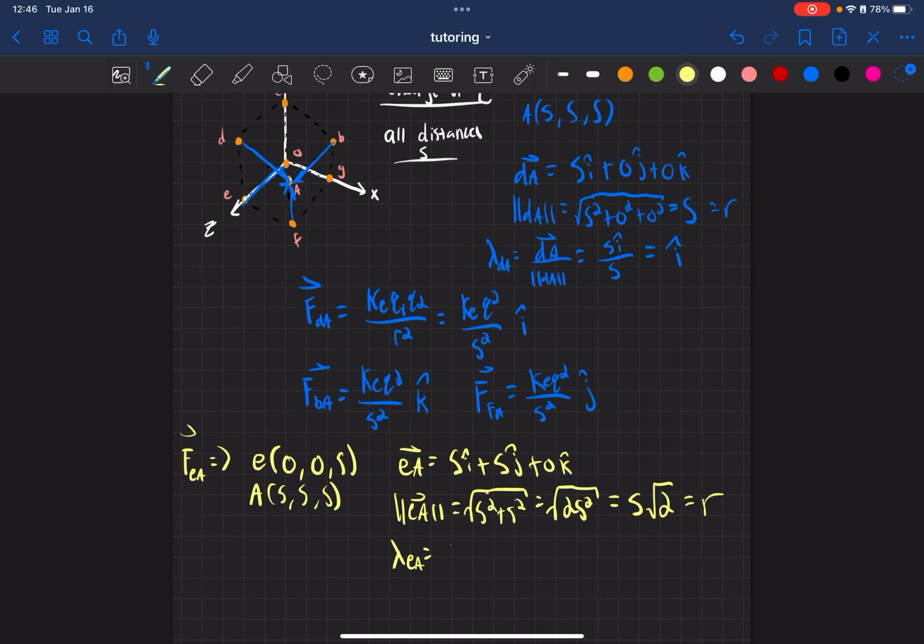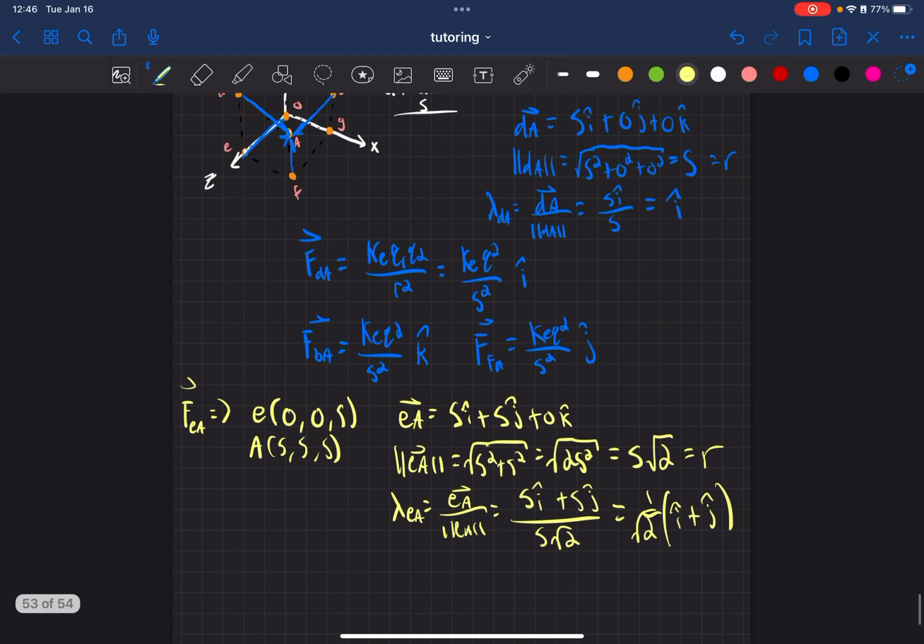And again, what we do is we take our EA vector divided by the magnitude of EA, and we end up with s i hat plus s j hat over s square root of 2, which is easily just 1 over square root of 2 times i hat plus j hat. Then we put it all together, right?